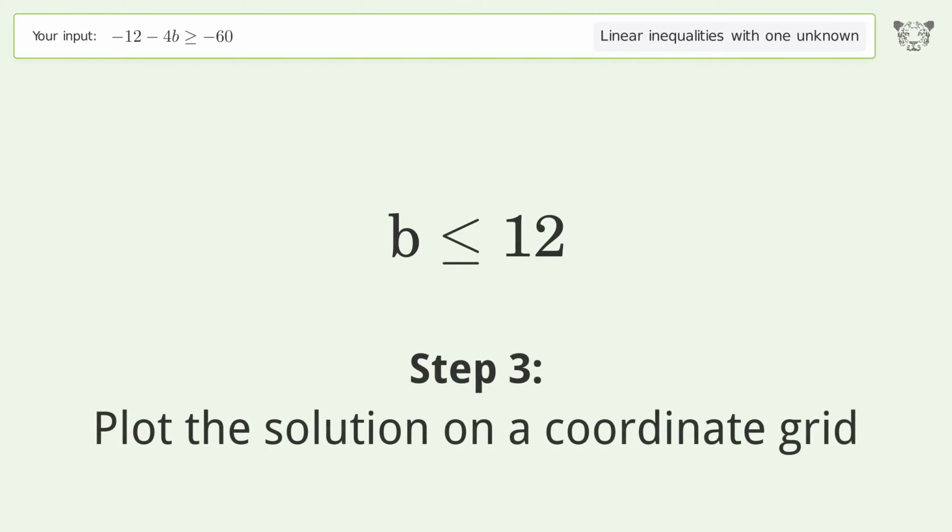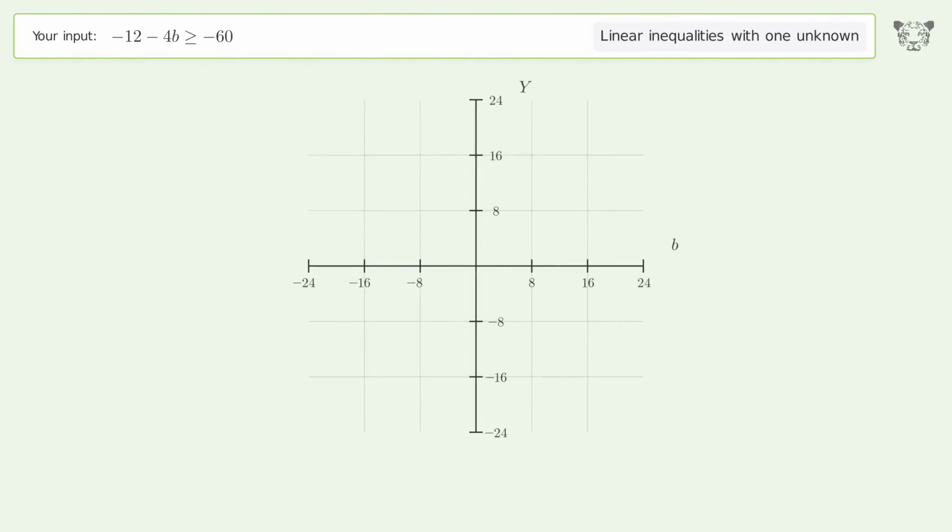Plot the solution on a coordinate grid. And so the final result is b equal or smaller than 12.